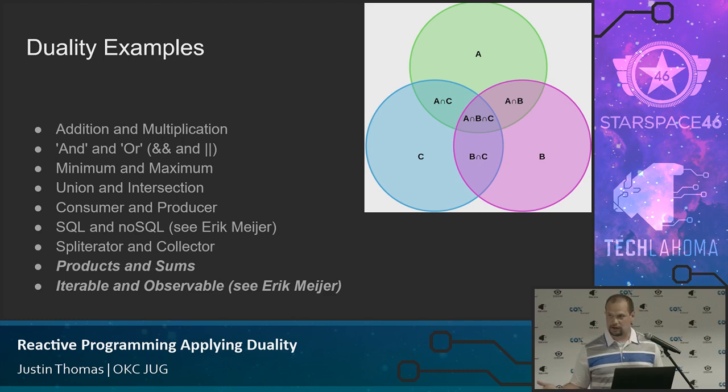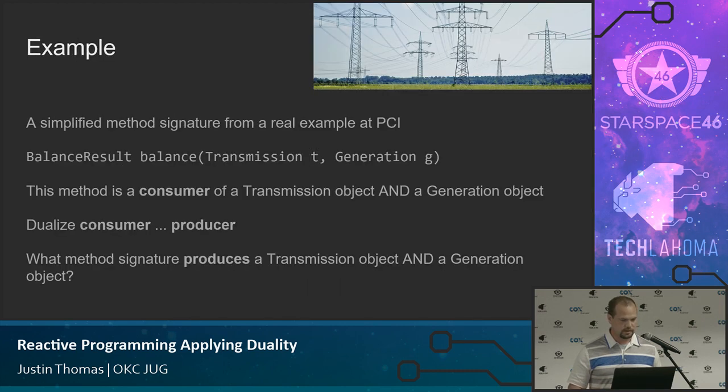SQL and NoSQL, actually. There's an article by Erik Meijer linked in the previous one where he prefers to call NoSQL co-SQL. Co is sort of the mathematical term for dualizing something. And so he shows that NoSQL is just SQL with all the arrows flipped around, which is dualizing. Spliterator and collector are actually dual in a way. That's a talk I'd like to give in the future. We're going to talk here about products and sums, and iterable and observable being dual.